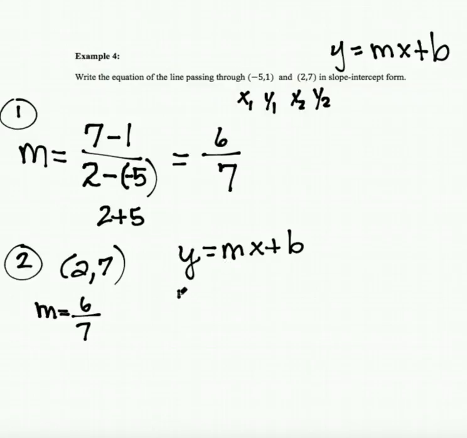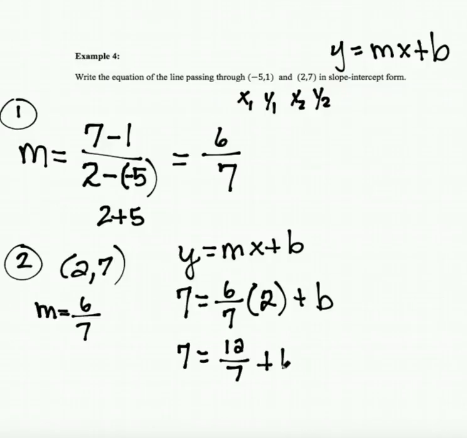My y value is 7. My slope is 6/7, and my x value is 2. And I know that b is a variable that I need to solve for. So that's going to give me 7 equals 6/7 times 2 gives me 12/7. And then I have plus b.